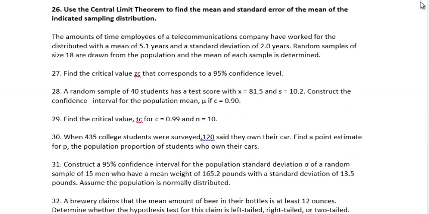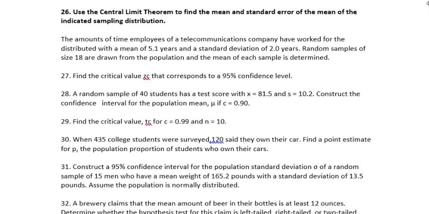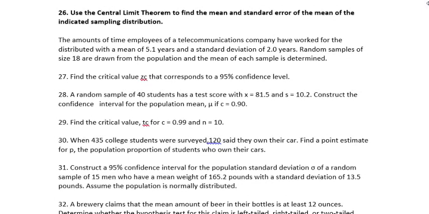Number 26, use the central limit theorem, which is basically the same thing as the standard deviation rules we've been discussing all course, to find the mean and standard error of the mean in the sampling distribution. The amount of time employees of a telecommunications company have worked for is distributed with a mean of 5.1 years and a standard deviation of 2.0.